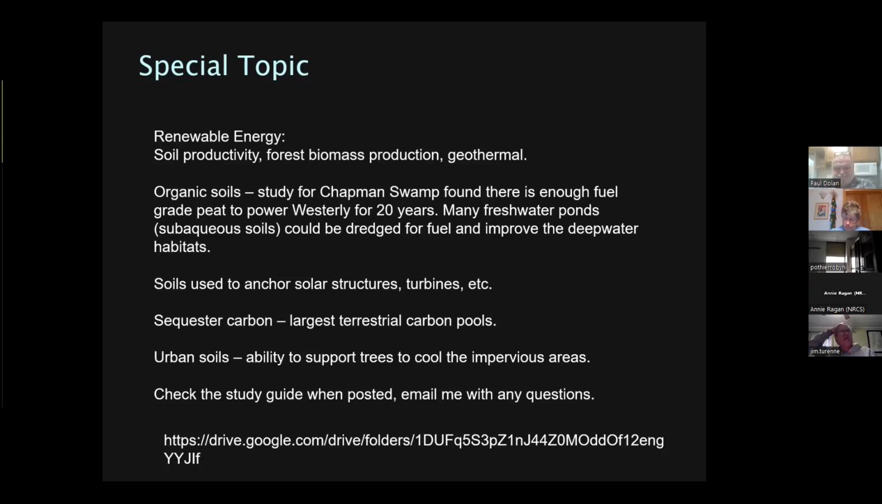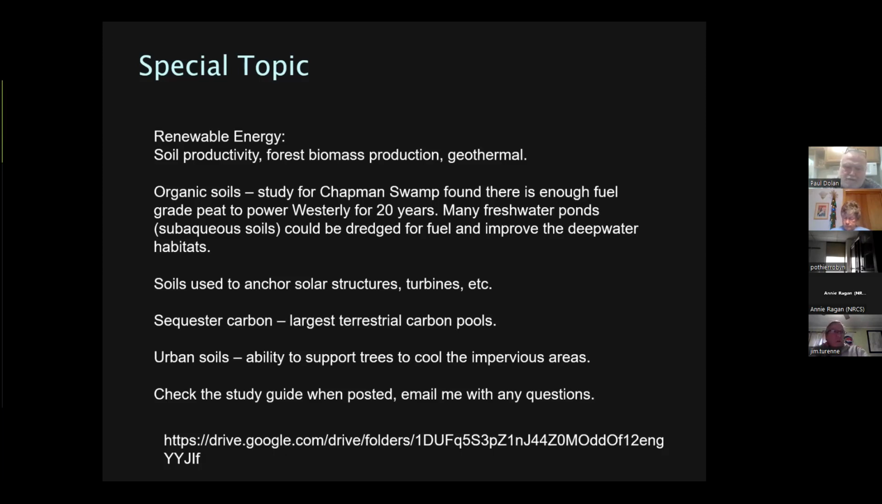I mentioned organic soils. There was a study in the 70s during the energy crisis that basically determined in the Chapman Swamp, there's enough fuel grade peat, the organic soil, to power the town of Westerly for 20 years. And we also have a lot of freshwater ponds that are really filling up, eutrophying and filling up with material. So it possibly could be dredged and used for fuel sources and improve deep water habitat.